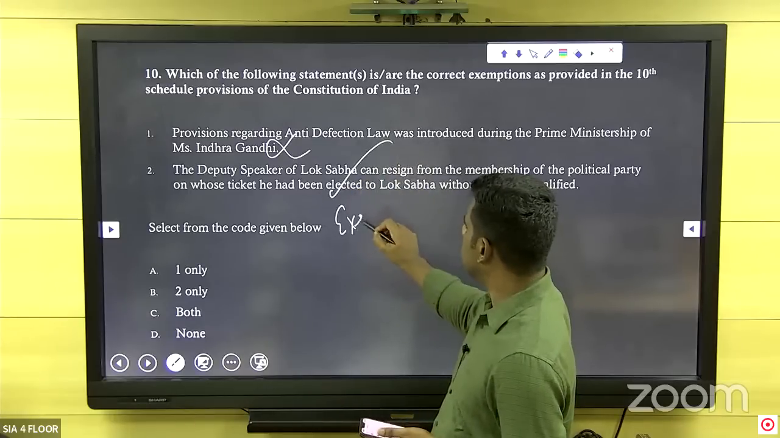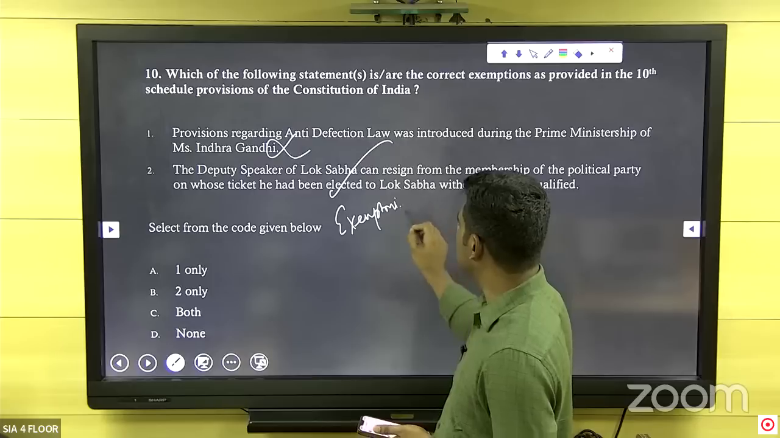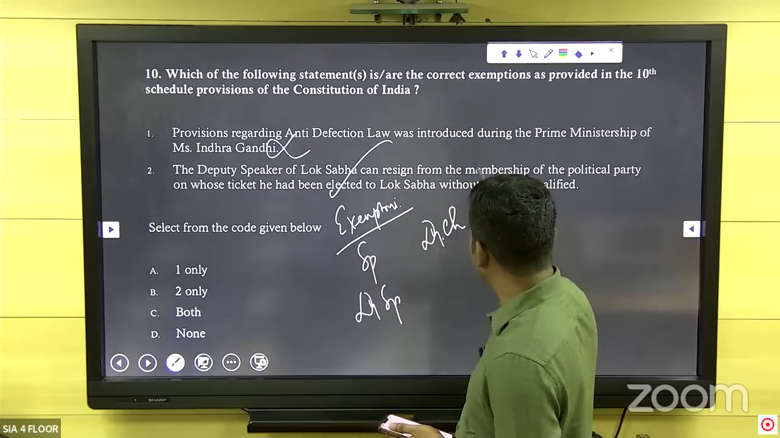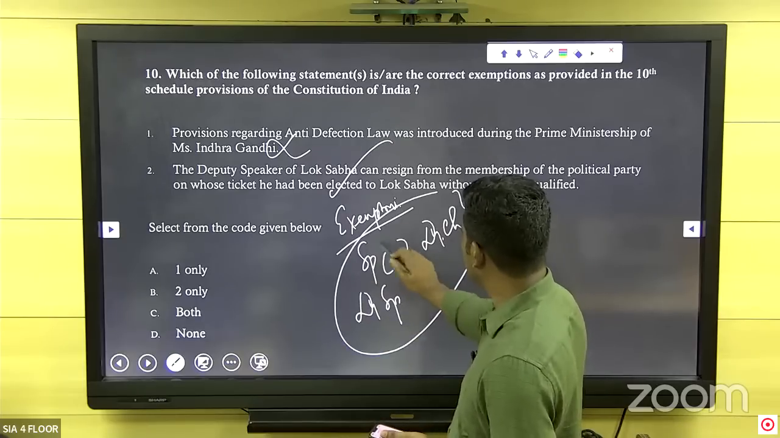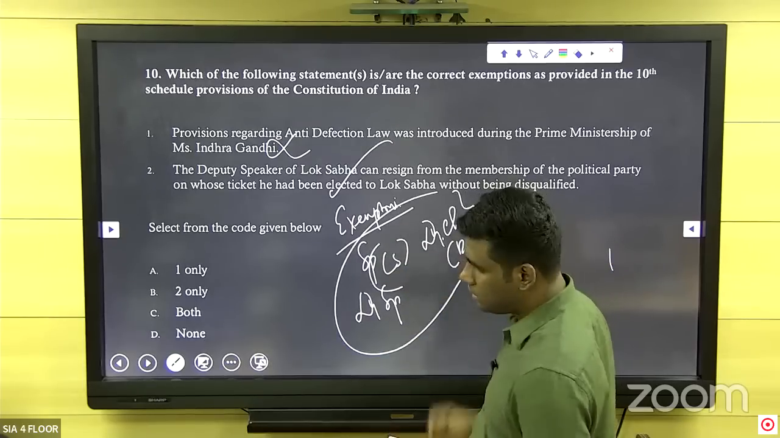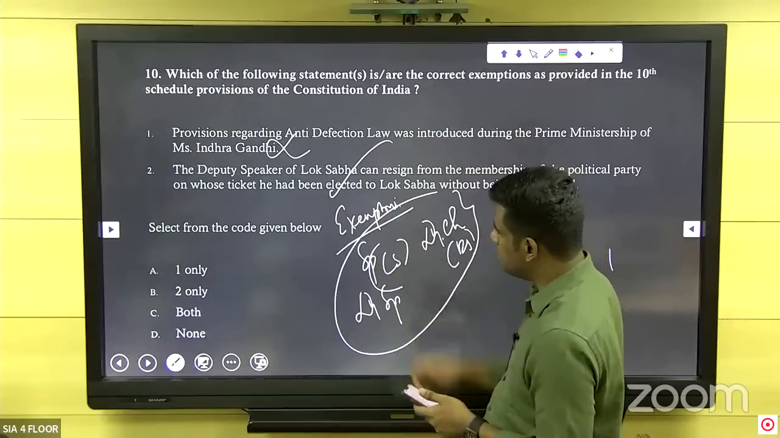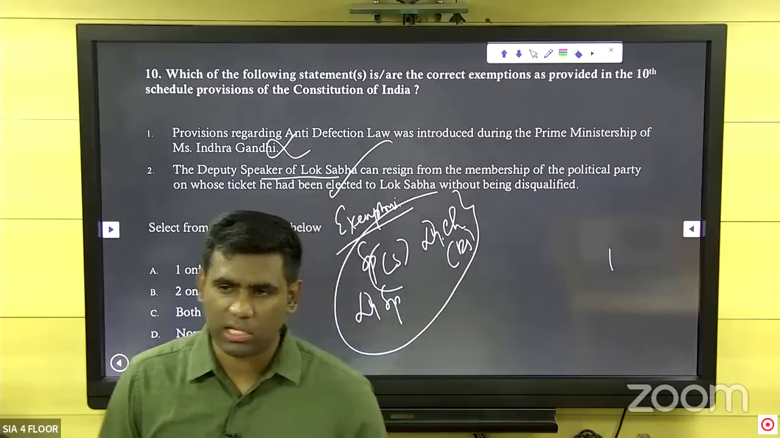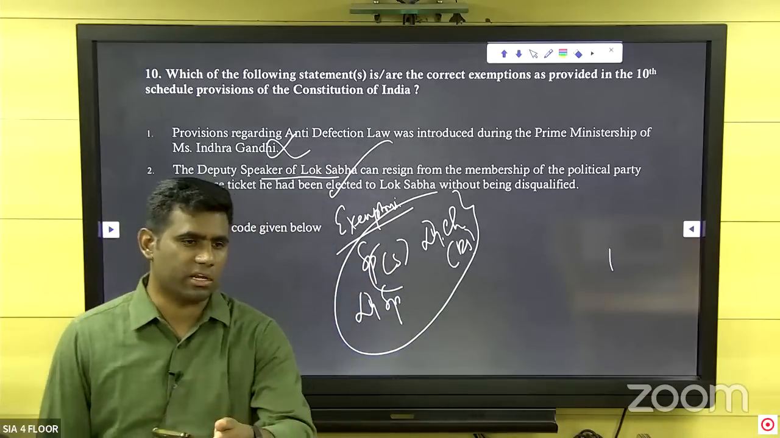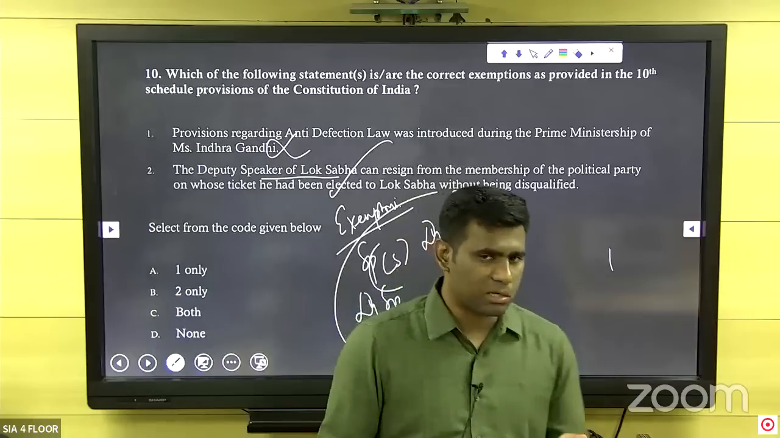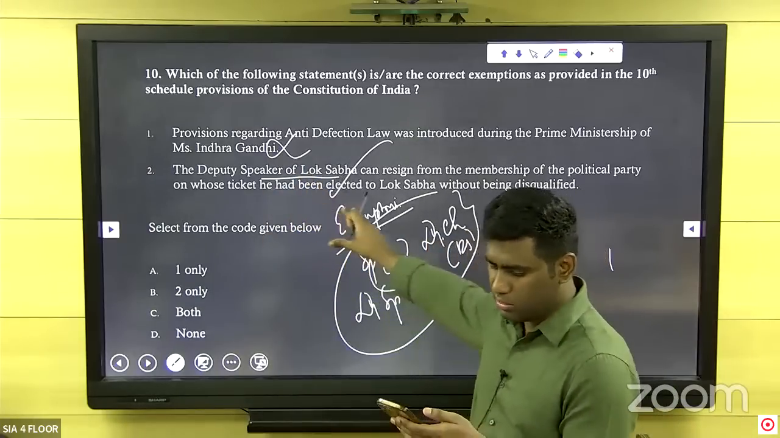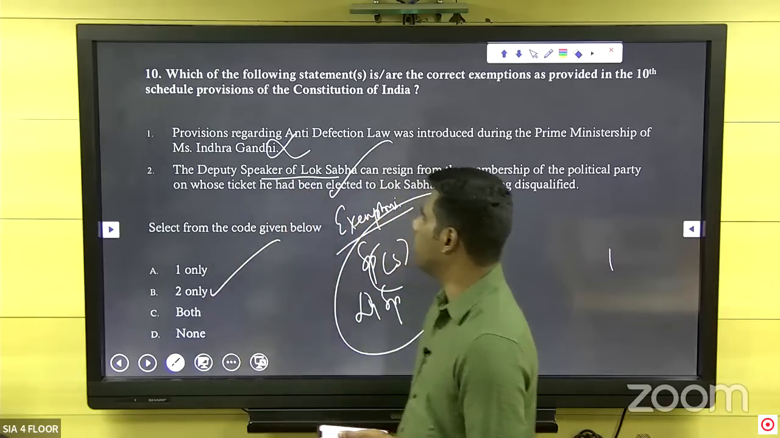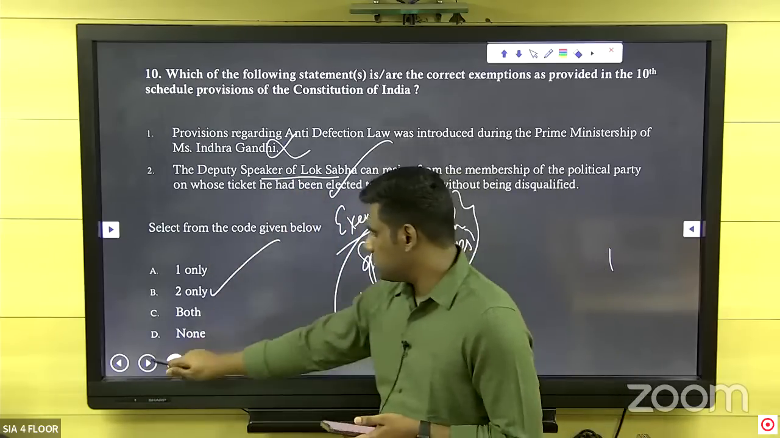There are certain exemptions that are applicable. Exemptions are applicable to the speaker, deputy speaker, and the deputy chairman of Lok Sabha and Rajya Sabha. Similarly, for state legislatures as well. So all the presiding officers, which includes the deputy speaker of Lok Sabha, enjoy certain exemptions. They can even resign from the political party on whose ticket they contested and won entry into the house. It is not only applicable to the speaker, it is applicable to all these presiding officers. So the second statement is right. This is a simple question, not very difficult. So we'll move on to the next question.